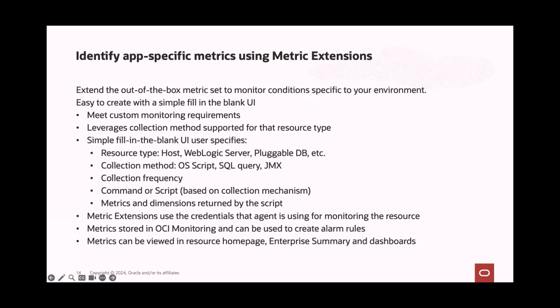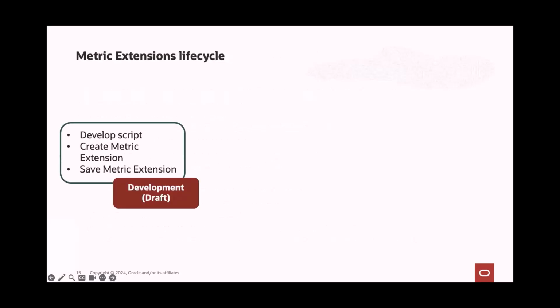So let's look deeper at this process. So the first step is to define your metric extension. So you create a metric extension first by defining the metric query or script to be used. Then next, you use the UI and you specify the name, the resource type, the collection method, the script, and other details I described a bit earlier.